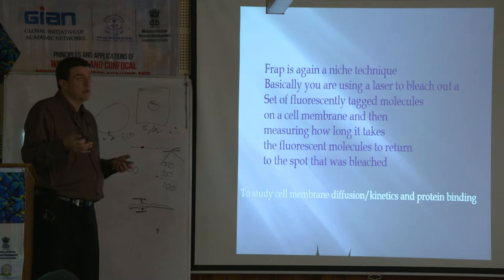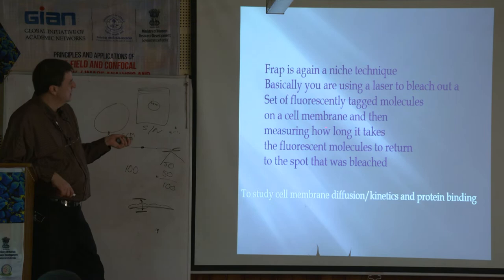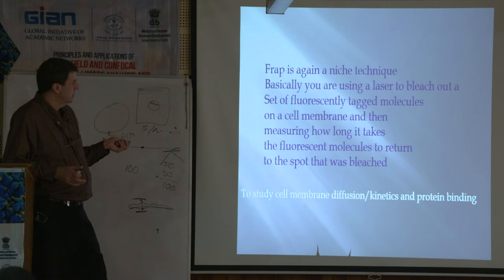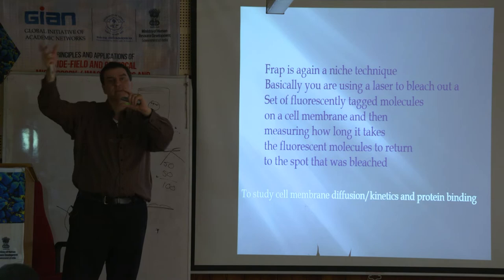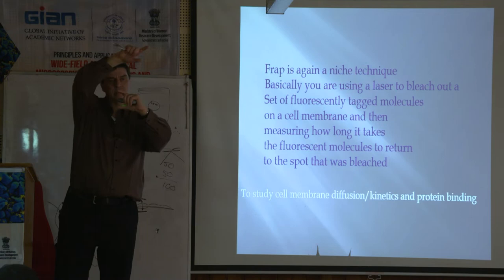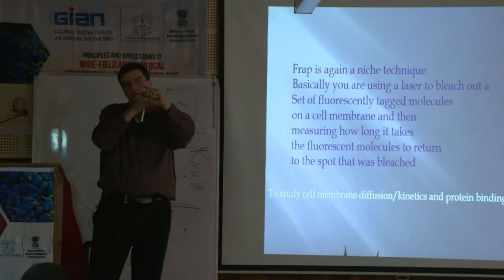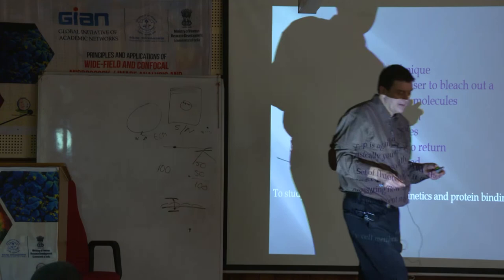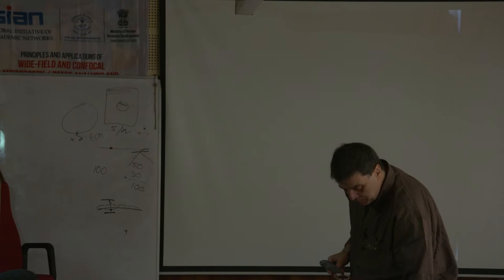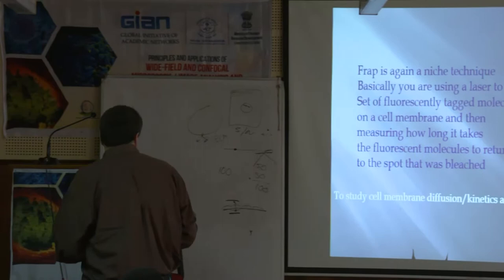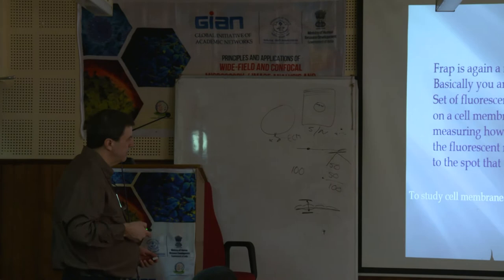Okay. So what happens is you've got the membrane, you've got it labeled with fluorescent molecules. You're going to go in and you're going to bleach it in a certain spot. So if you bleach it in a certain spot, now remember, the membrane's dynamic. The membrane is moving. The membrane's alive. So now you have this dark hole where you bleached it, but you can then measure how long does it take for these molecules to move back in to replace that hole. Like how long, and you can measure the kinetics of molecules, the kinetics of receptors, how they move in the membrane, and things like that. So, I mean, it's a great technique if that's, you know, the question you're trying to answer. So again, to study cell membrane diffusion, kinetics, and protein binding in the cell membrane.